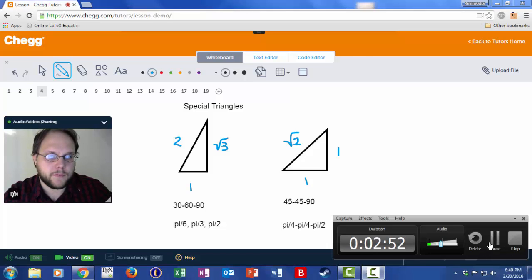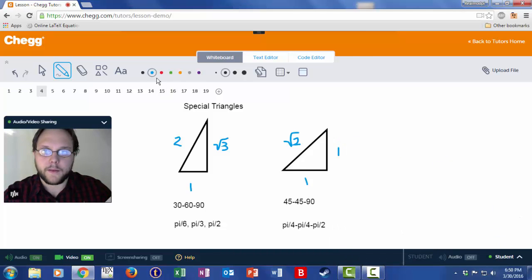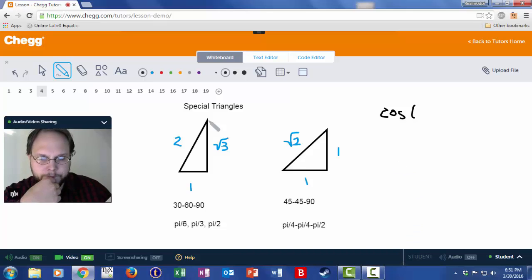allow us to, and so what we can do is we can use these two triangles to figure out the trigonometric values of various angles. For example, the cosine of 60.